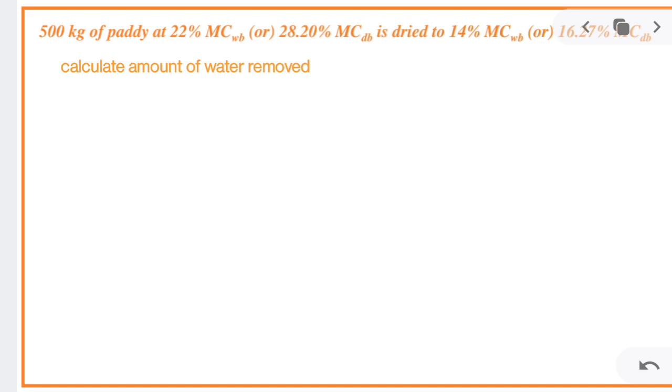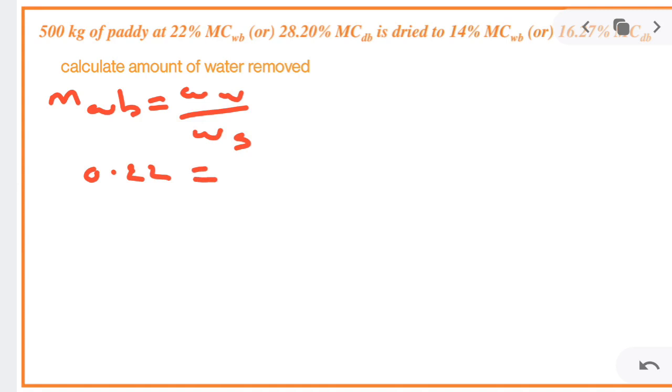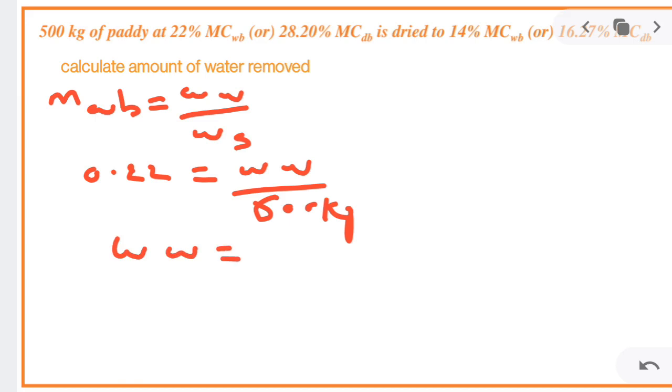So we know that moisture content on wet basis is equal to weight of water by weight of sample. We know that the initial moisture content is 22%. We want to calculate the weight of water. We know the weight of the sample is 500 kg. So then weight of water is equal to 110 kg.